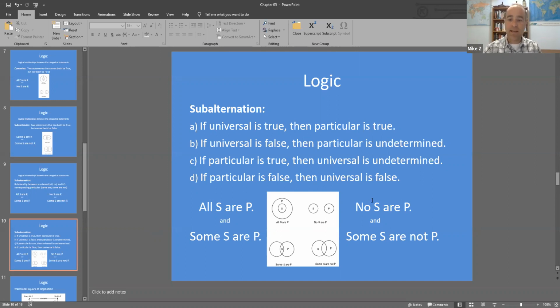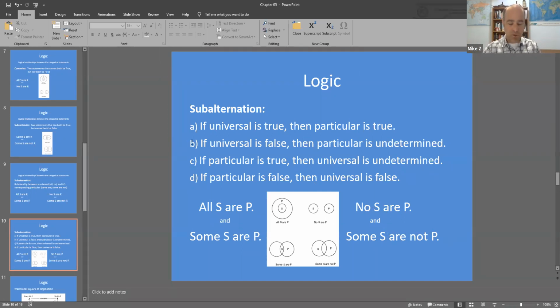Same thing on the other side. If it's true that no S's are P, then it's also got to be true that some S's are not P. So if somebody says, hey, did you know that some cats are not reptiles? It's like, well, yeah, I knew that because I know that no cats are reptiles. And so it's got to be true that some cats are not reptiles. So that one's pretty obvious.